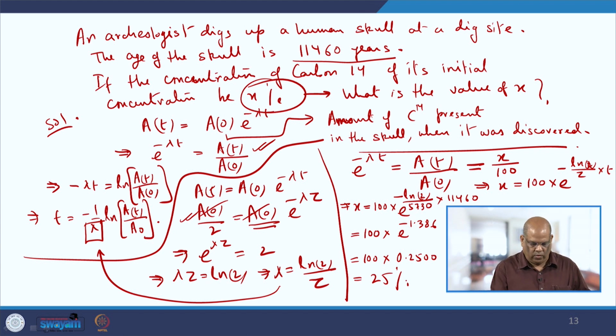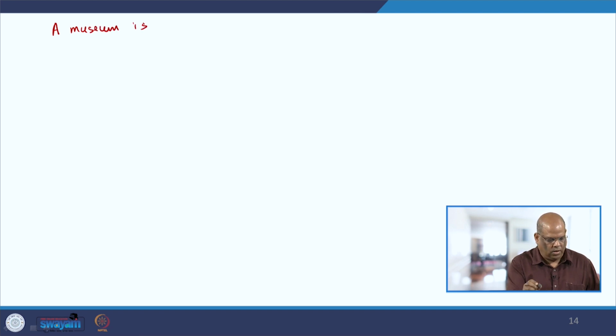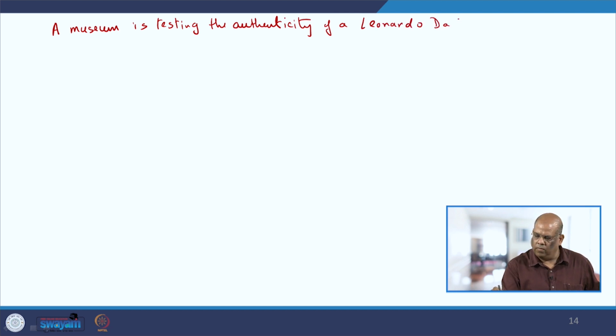We next move to another example. A museum is testing the authenticity of a Leonardo da Vinci manuscript, which is supposed to exist between this period.